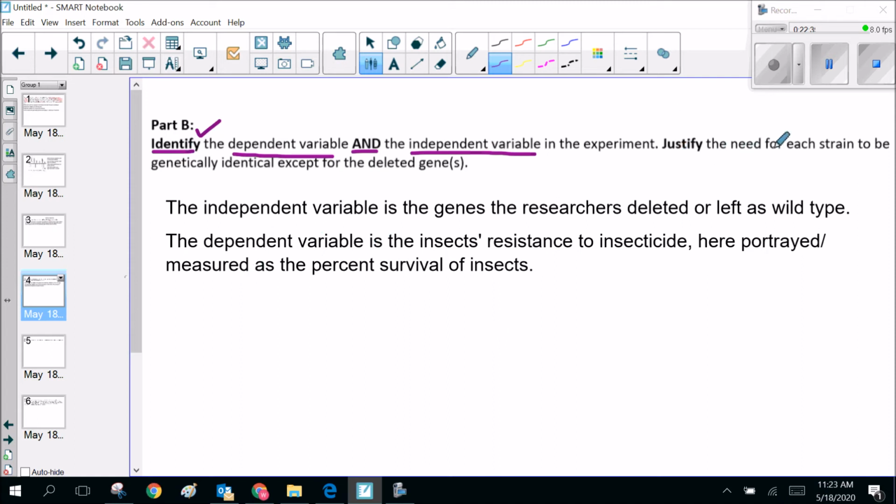And now we just need to justify the need for each strain to be genetically identical except for the deleted genes. So they're asking us to justify the control. Okay, so essentially the control is supposed to be a measure of comparison with your experimental group. It allows you to be able to see whether or not there is a significant difference in the results of the experimental group versus your group where you kind of keep everything the same.